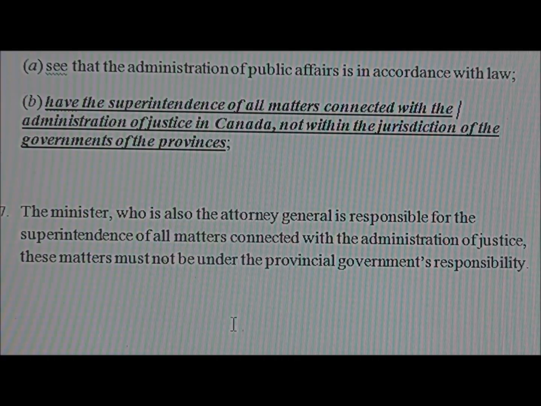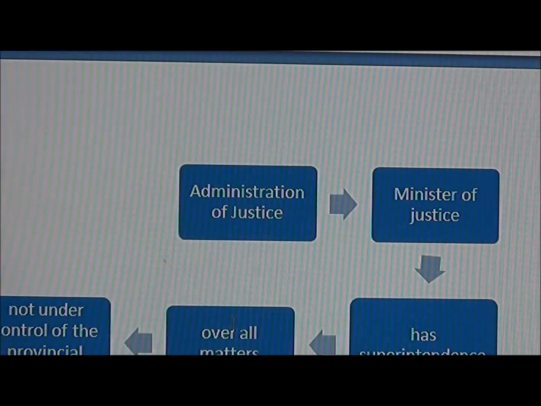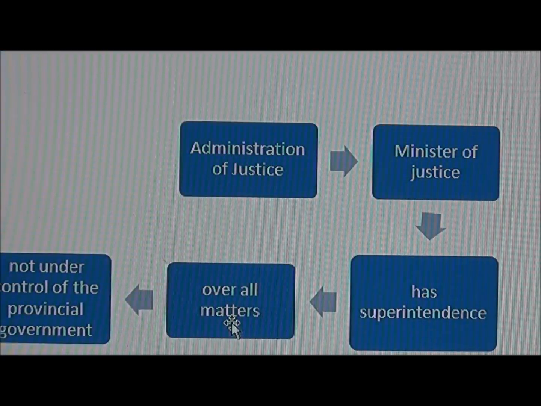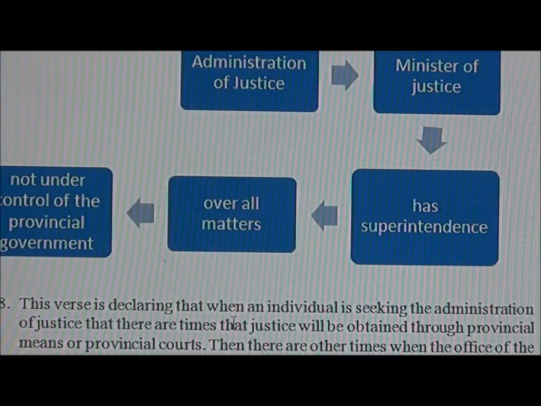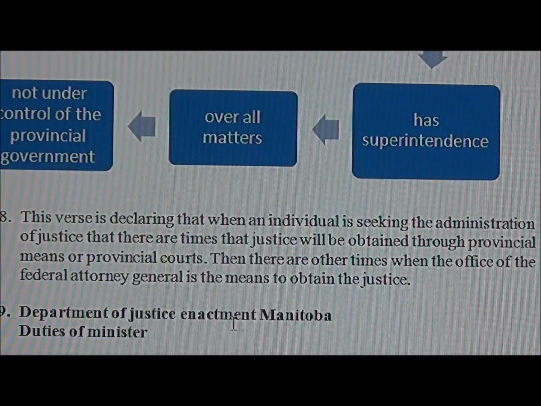The Minister, who is also the Attorney General, is responsible for superintendence of all matters connected with the administration of justice. These matters must not be under the provincial government's responsibility. So, the administration of justice is flowing from the Minister of Justice. He has superintending powers over all matters that are not under the control of the provincial government. This is declaring that when an individual is seeking the administration of justice, there are times that justice will be obtained through provincial means or provincial courts. Then there are other times when the office of the Federal Attorney General is the means to obtain justice.